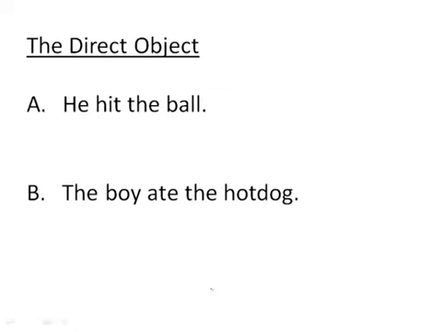For instance, he hit the ball. Going back to subject, who hit the ball? He. So he is the subject. Now, to find the direct object, we have to ask ourselves, what did the boy hit? So what is receiving the action, or what is receiving the verb? And that answer is ball. And so this here is our direct object.